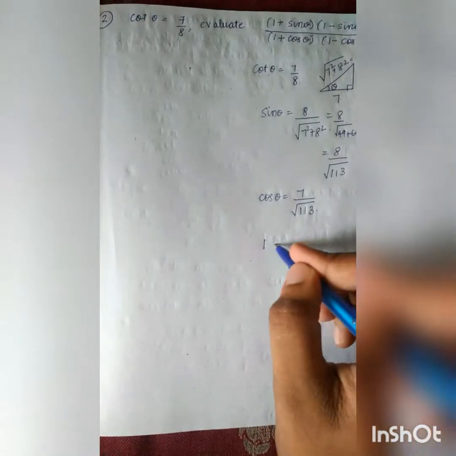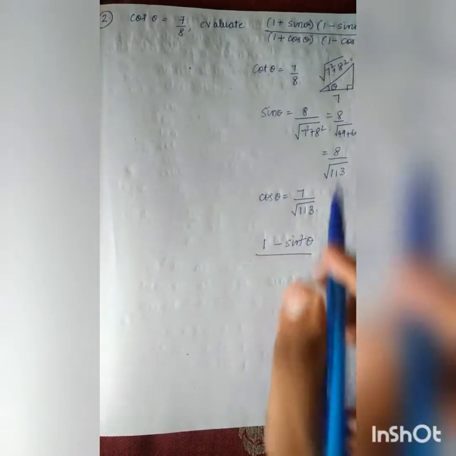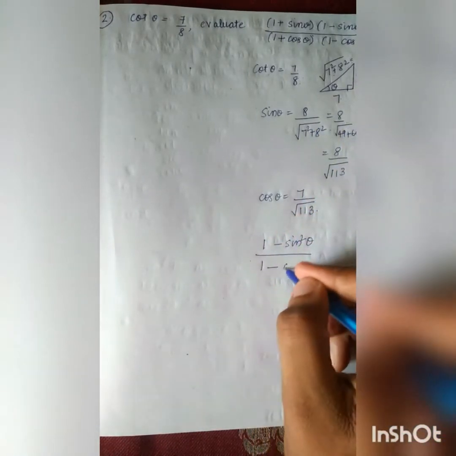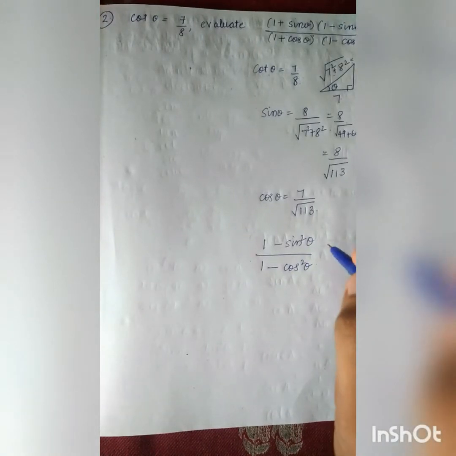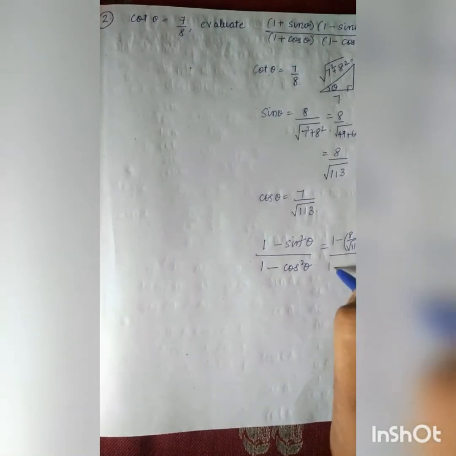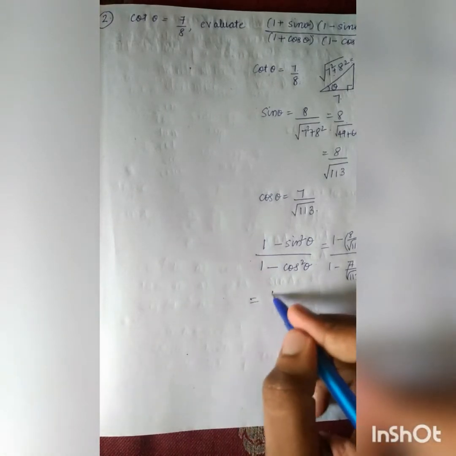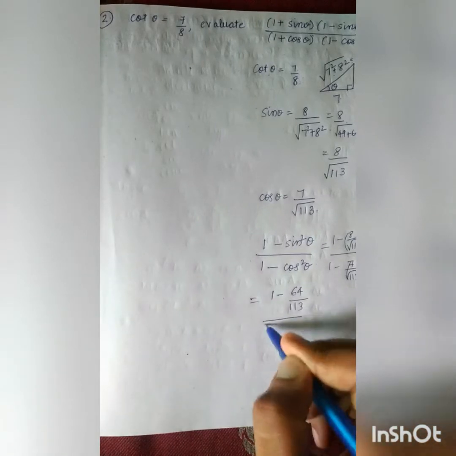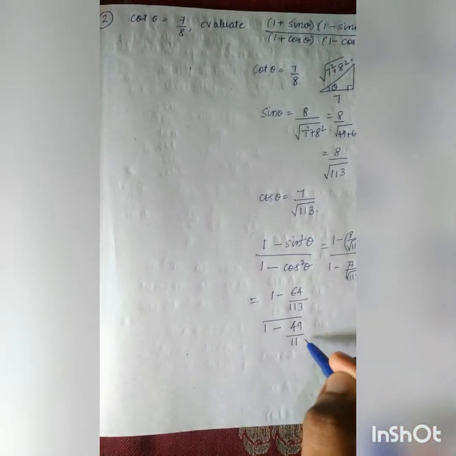Since (1 plus sin theta) into (1 minus sin theta) can be written as 1 minus sin square theta, divided by (1 plus cos theta) into (1 minus cos theta), which can be written as 1 minus cos square theta, since (a plus b) into (a minus b) is equal to a square minus b square, it will become (1 minus (8 by root 113) whole square) divided by (1 minus (7 by root 113) whole square). So it will become equal to (1 minus 64 by 113) divided by (1 minus 49 by 113). So it will be equal to (113 minus 64) divided by (113 minus 49). So it will be equal to 49 by 64.